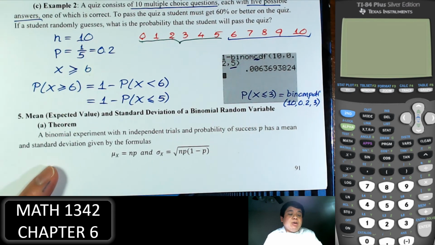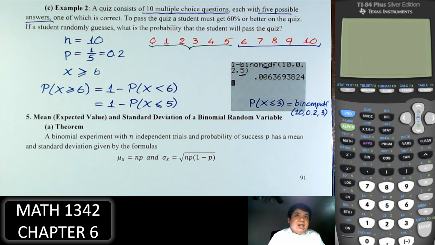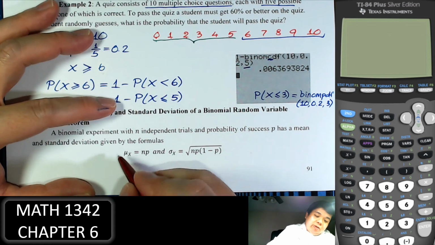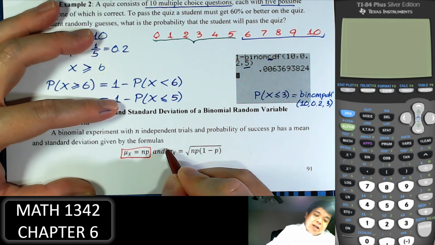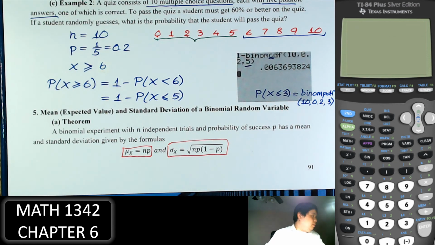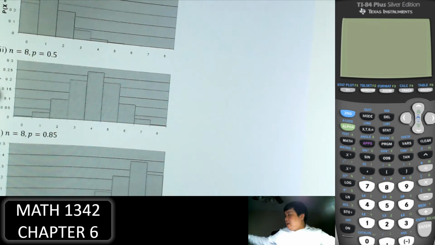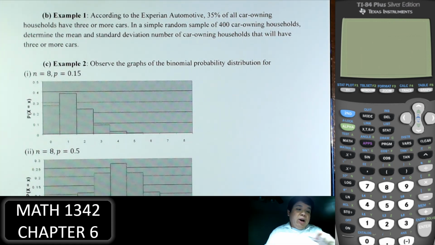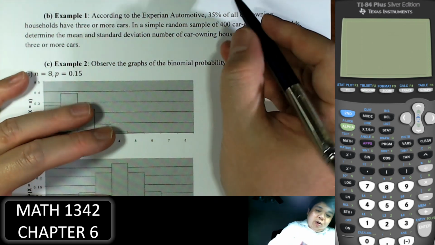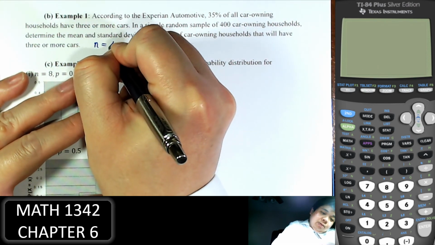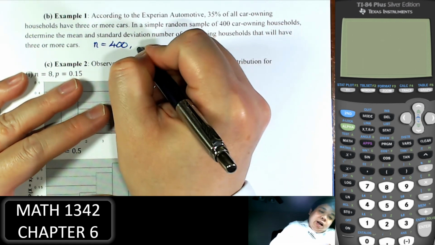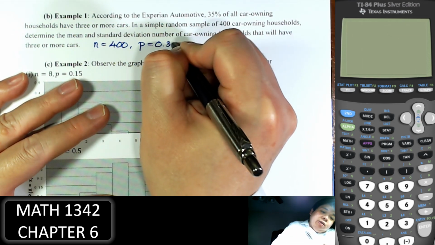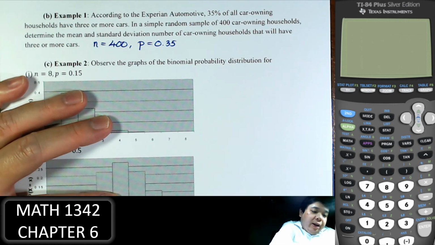The remainder of the section is about the mean, which is the expected value, and the standard deviation. The formulas are very simple. Look at the example. According to experience automotive, 35%, so we have that. In the random sample, we have 400 car owning households, so n is equal to 400. Probability is still 0.35. Determine the mean and standard deviation.